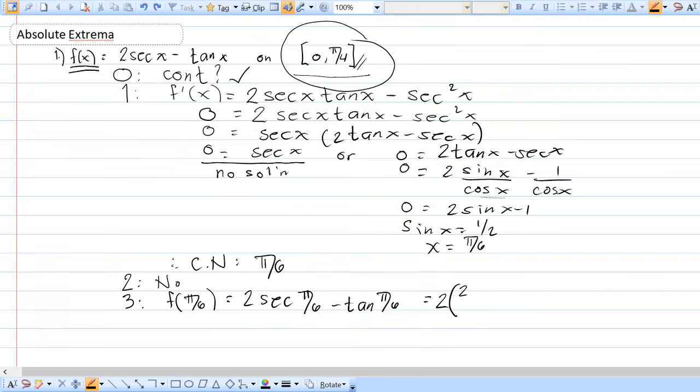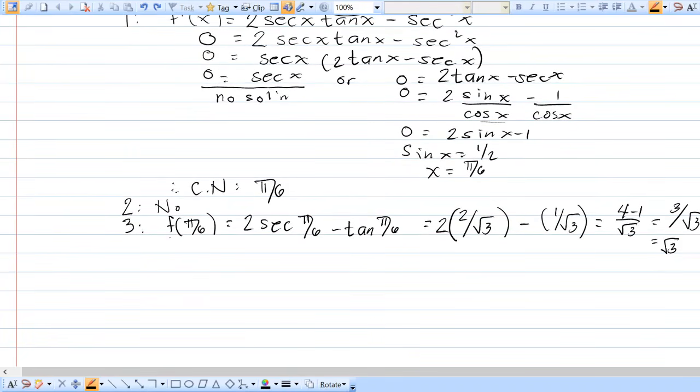So, balik rin natin. 2 over square root of 3 minus tangent pi over 6 is sine over cosine. So, we have 1/2 over square root of 3 over 2. So, 1 over square root of 3. So, we have 4 minus 1 over square root of 3. So, therefore, we have 3 over square root of 3. If we rationalize this, you will have the value of square root of 3.